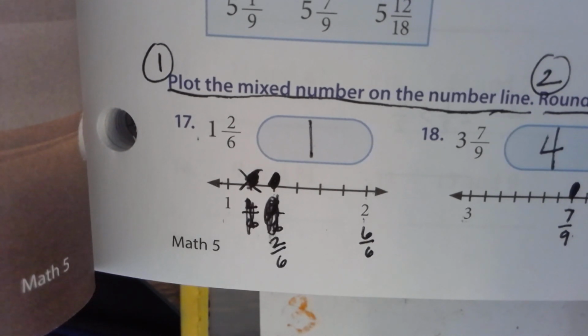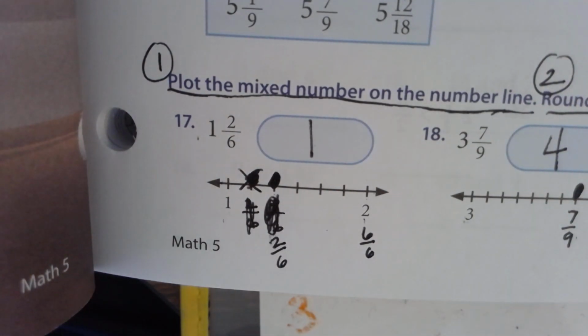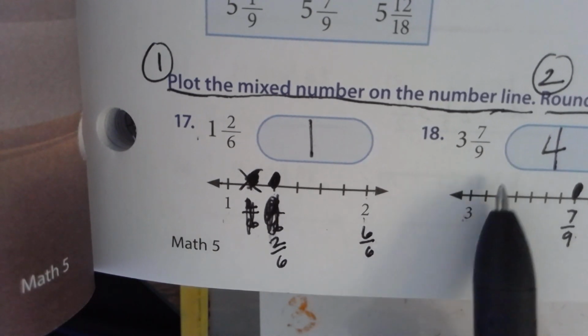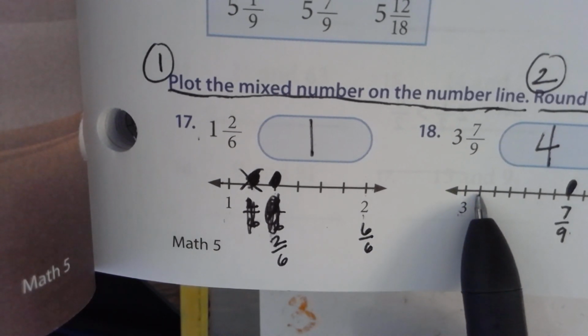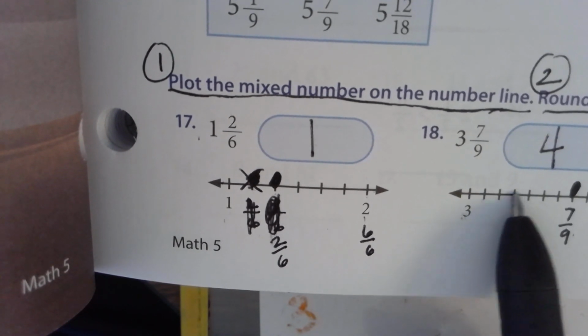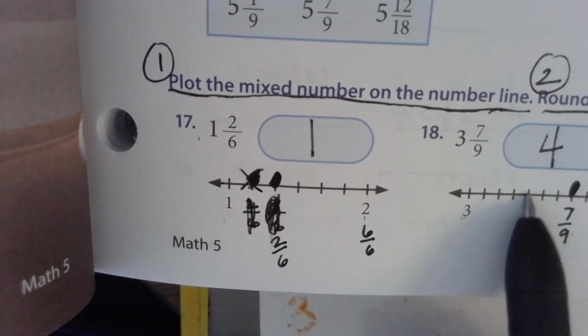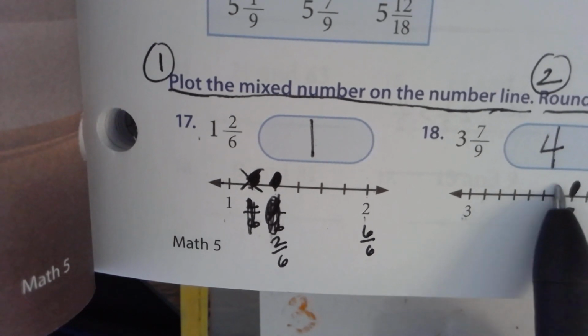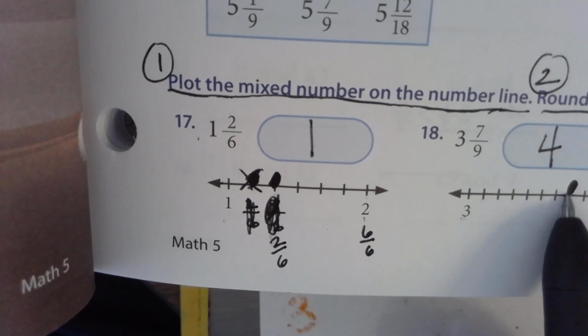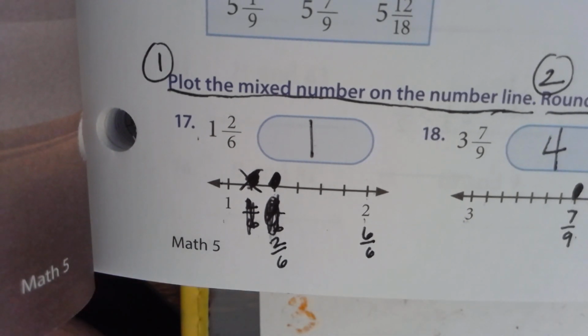So on 18, it would be wrong too. No? 18's right. Hang on. So here I am at 3. If I start here, I jump 1, that's 1/9. 2/9. 3/9. 4/9. 5/9. 6/9. 7/9. I just didn't hop the first time.